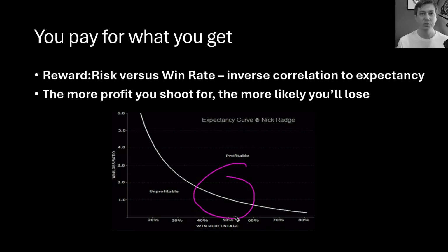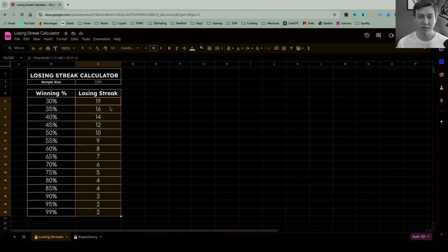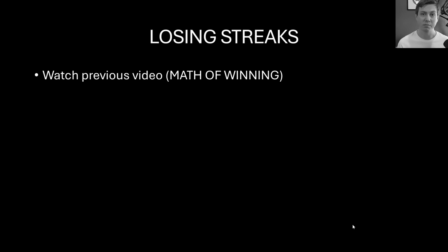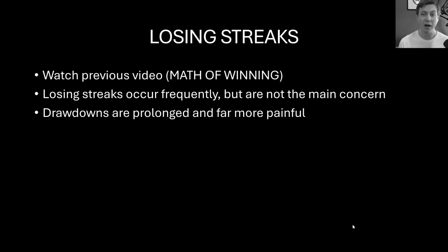But we covered losing streaks and the math of winning in the previous video. So make sure to watch that if you haven't already. It covers some really important fundamental information about the mathematics of developing a profitable system. And in that video, we mentioned that losing streaks occur frequently, but they are not the main concern when it comes to drawdowns. Losing streaks do happen frequently, but that's not what typically leads to drawdowns. Drawdowns are usually prolonged and far more painful than a brief losing streak. As mentioned, they can last up to a year or more, depending on the system. If you're trading intraday, you're not going to experience year-long drawdowns.